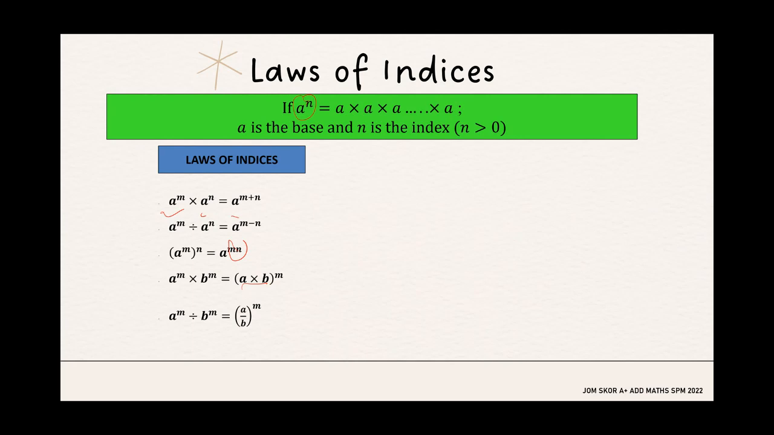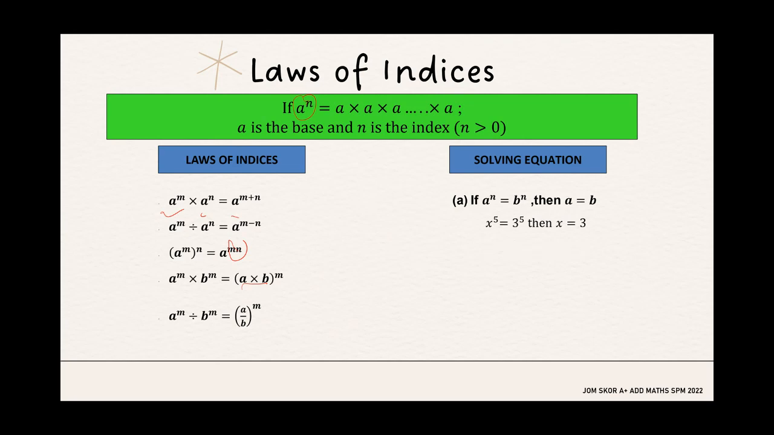Right. So there are some cases where equations involving indices need to be solved. For example, the first case, you have a to the power of n is equal to b to the power of n. Let's say the question asks you to find the value of x. It gives x to the power of 5 is equal to 3 to the power of 5. We have the same value of the index, and it implies that the bases are equal. Then x is equal to 3.